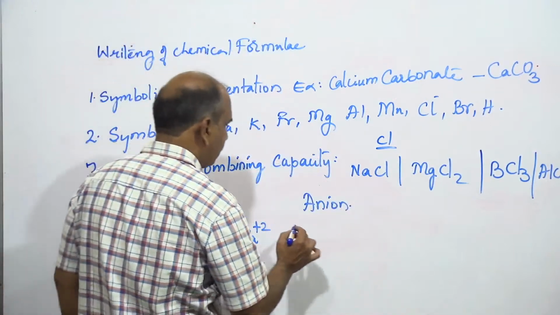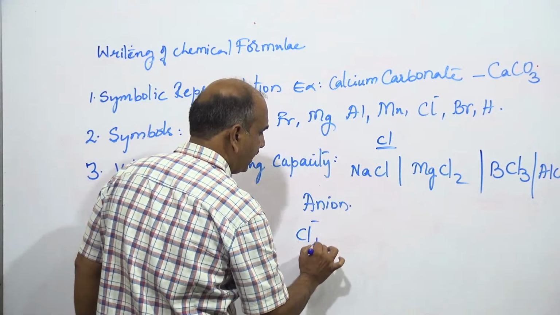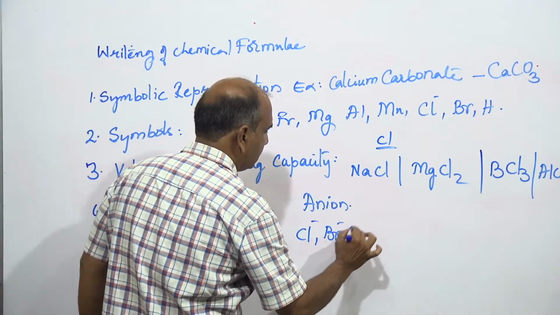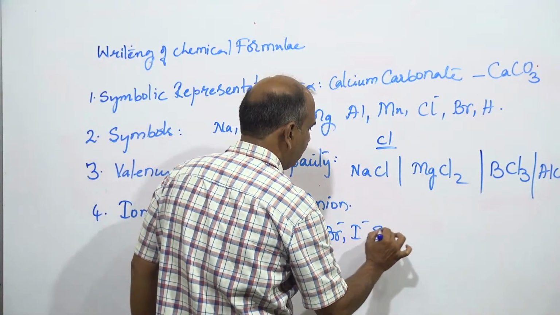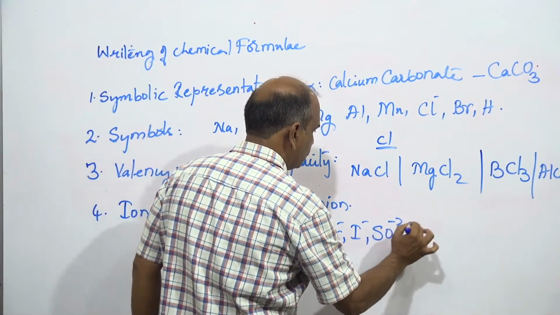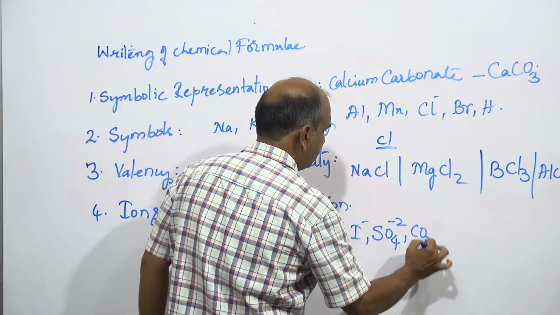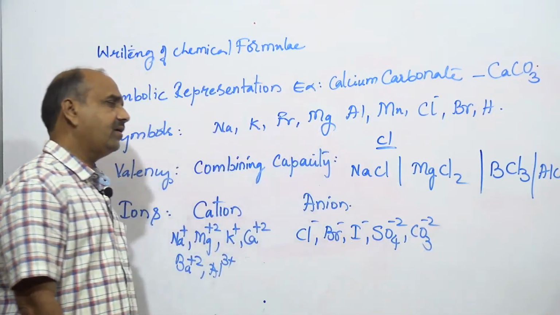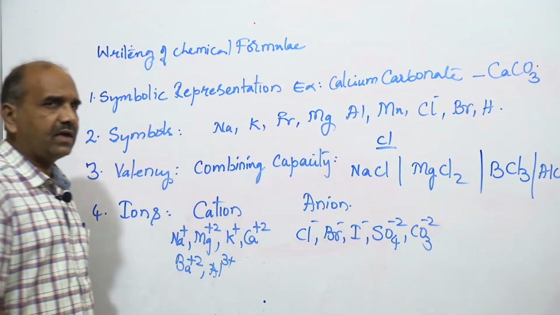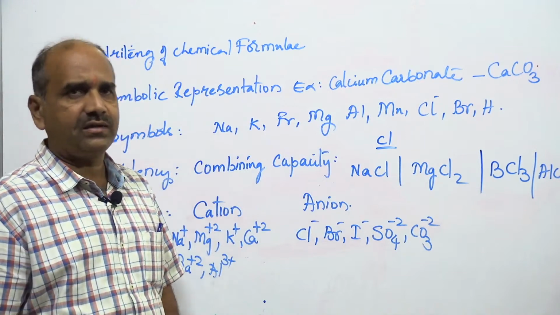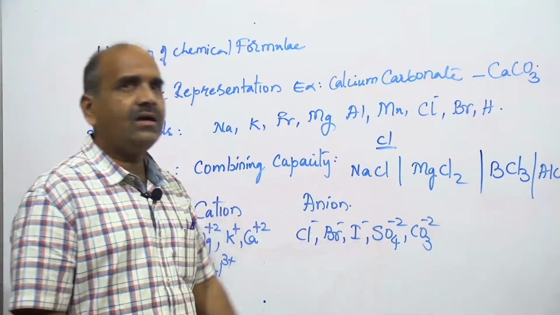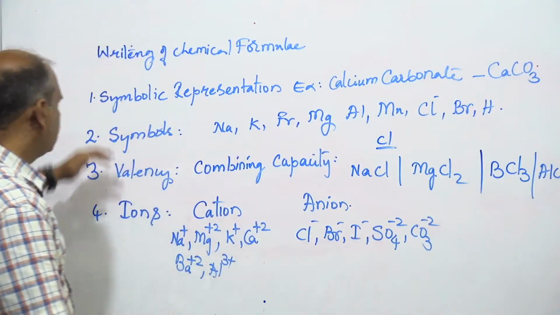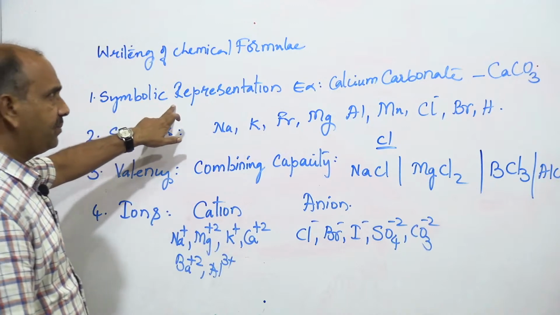Then anions are what? Chloride, Cl-, Br-, I-. Then sulfate, SO4 2-, and carbonate, CO3 2-. Wherever there is a minus sign, whatever the atoms or atomic groups are, those will be the anions. So all this study is one symbolic representation.